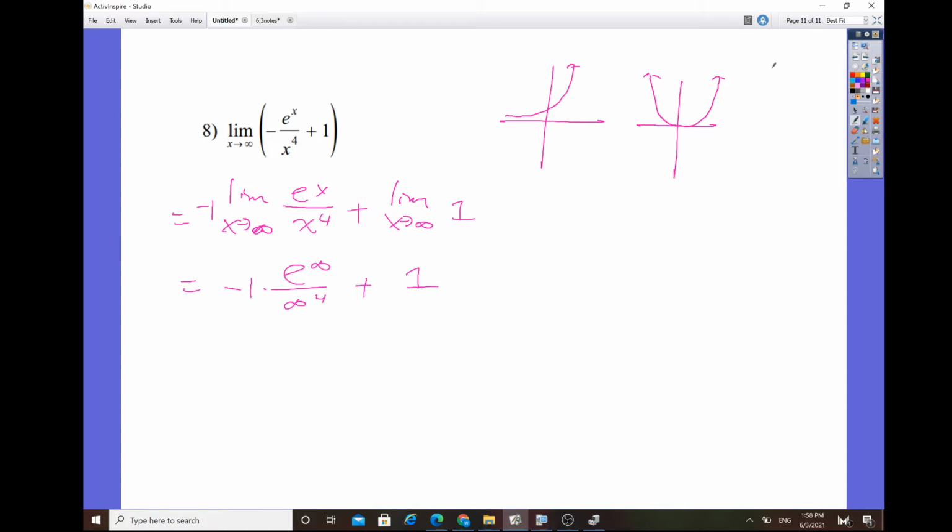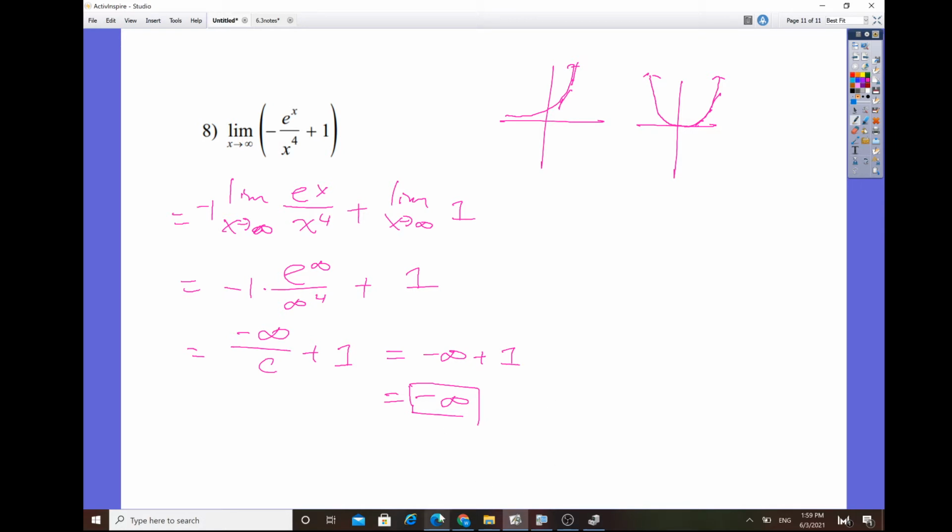By the time they compare, the rate of change right here, as you can see, the slope of the tangent line is getting steeper and steeper. Compared to this one, obviously the exponential growth would be growing faster than x to the power of 4. So that means the infinity on top would be a whole lot bigger than the infinity on the bottom. So this one we can basically treat as negative infinity over a constant plus 1. Eventually it's going to be negative infinity plus 1, which is considered negative infinity. Okay? So that's for number 8.